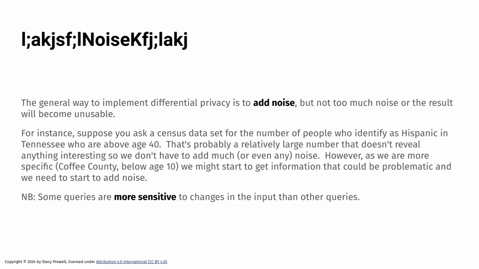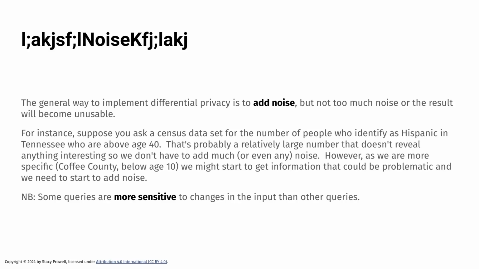We've already decided that, remember sensitivity? We'll come back to it in a bit. But sensitivity tells us something about the amount of noise we have to add. So for instance, suppose you ask a data set of the census for the number of people who identify as Hispanic in Tennessee who are above age 40. That's going to be a fairly large number. And you're not going to reveal much about who those people are and where they are in the state, etc. And so we probably don't have to add any noise to the result of that.